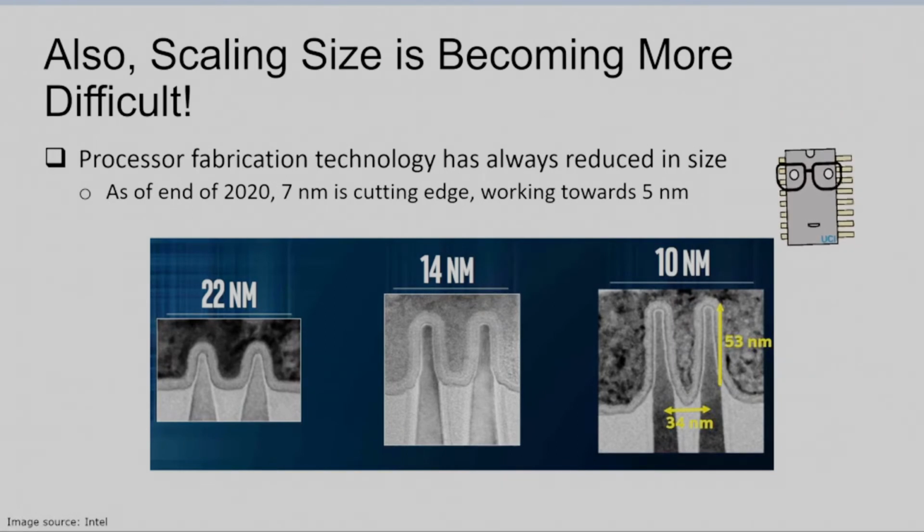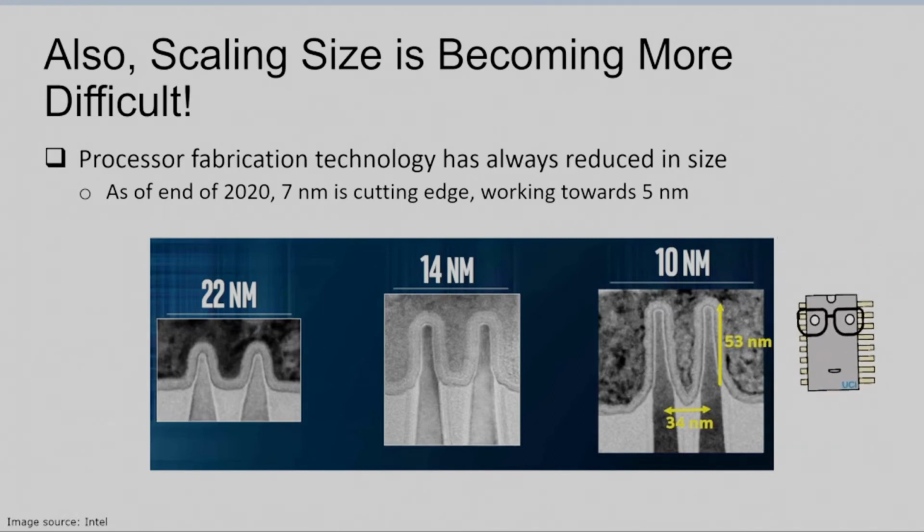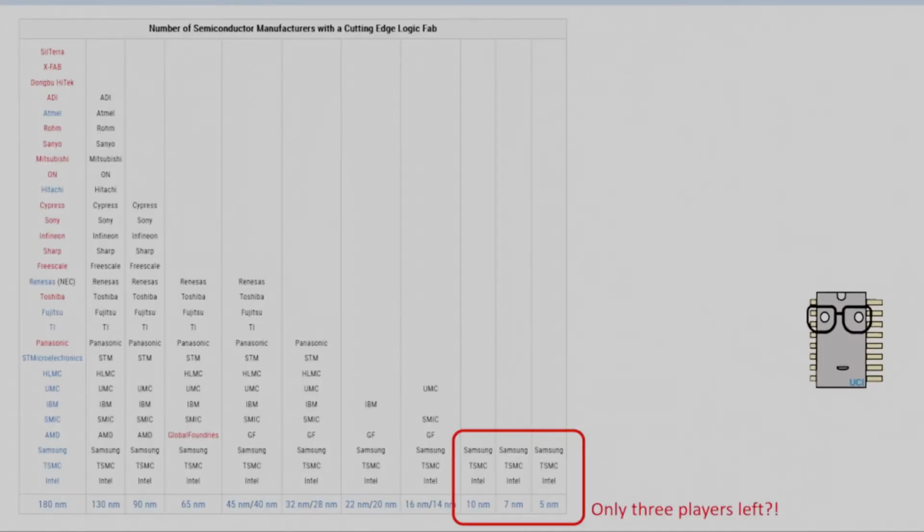And this is basically what Moore's law is. Processor fabrication technology has always reduced in size over time. As of the end of 2020, 7 nanometers seems to be kind of cutting edge across all these companies, and they're collectively working towards 5 nanometers and 3 nanometers and onwards. So things have become smaller and smaller. But even that seems to be becoming quite hard.